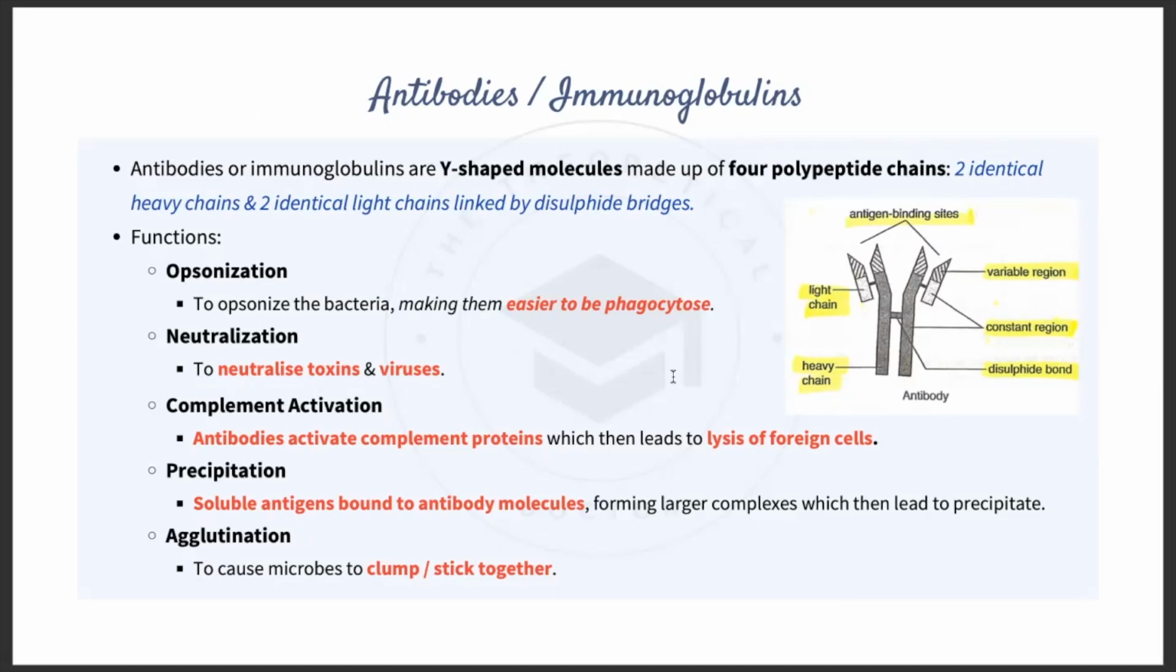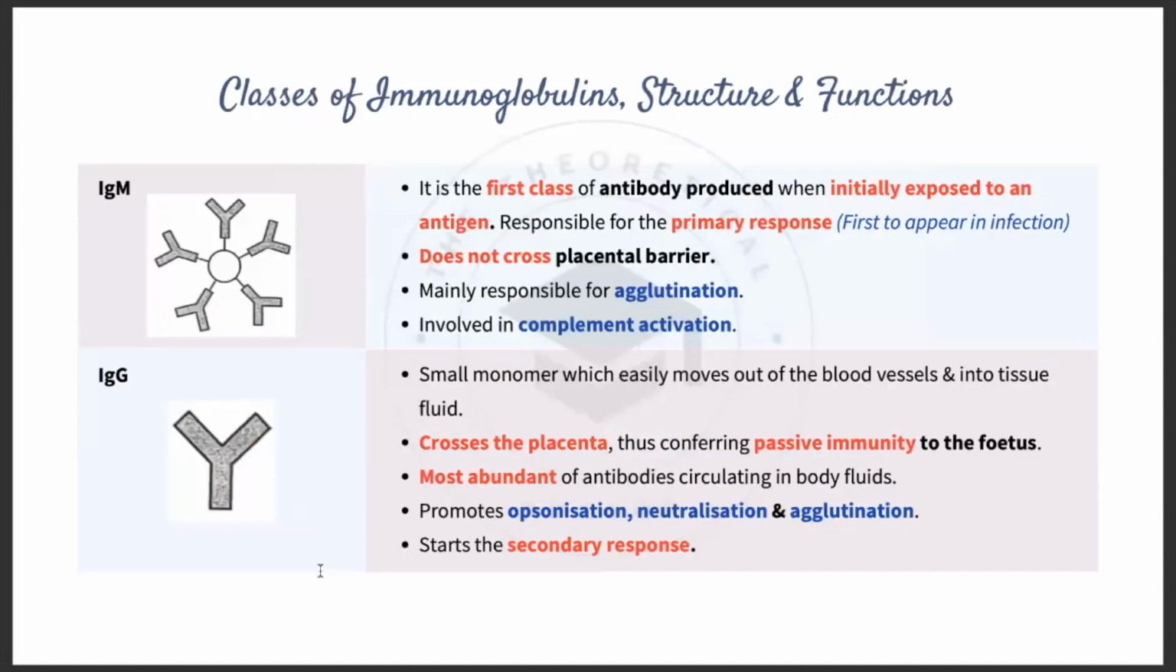Some functions of the antibodies or the immunoglobulins: opsonization, to opsonize the bacteria, making them easier to be phagocytosed; neutralization, to neutralize toxins and viruses; complement activation, where antibodies activate complement proteins, which leads to lysis of foreign cells. Lysis meaning to kill it. Precipitation: soluble antigens bound to antibody molecules form larger complexes, which then leads to precipitation. So precipitate, to let it condense, to go down. Agglutination, to clump together.